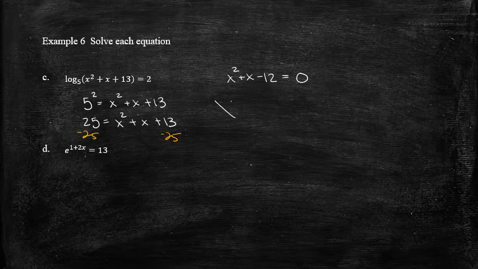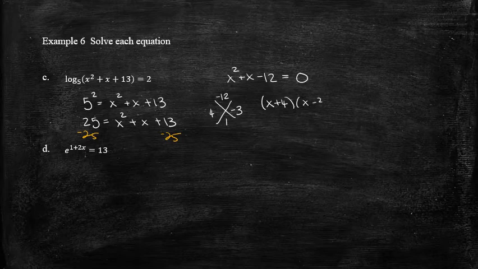So we'll factor it. We're looking for two numbers to multiply to be negative 12, add to be 1. So the numbers are 4 and 3, and the 3 needs to be negative. This way they multiply to be negative, but add to be a positive. So this will factor to x plus 4 times x minus 3 is equal to 0. And we get x is equal to negative 4 and x is equal to positive 3.